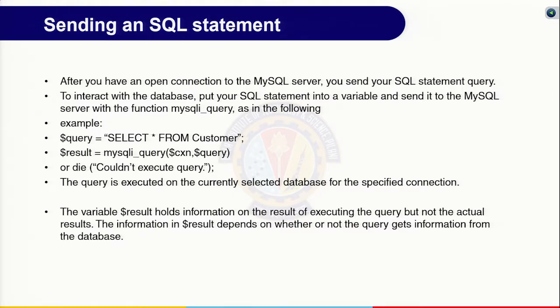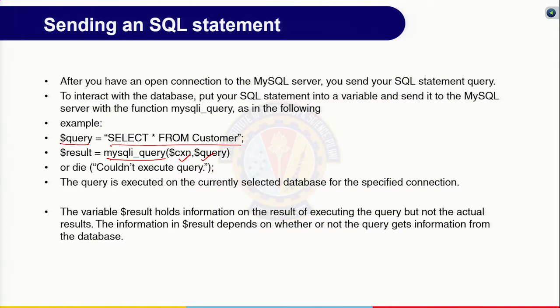After you create the connection, the next step is to send the queries or the SQL statements to the server. To interact with the database, you have to put your SQL statements into a variable and send it using the MySQLi query function. Here I have a query which is select star from customer. It is assigned to a variable query. I am using the MySQLi query function. The connection name, that is the variable in which the connection information is present, and the query variable, both are passed as parameters to the query function. The query is executed on the selected database for the specified connection.